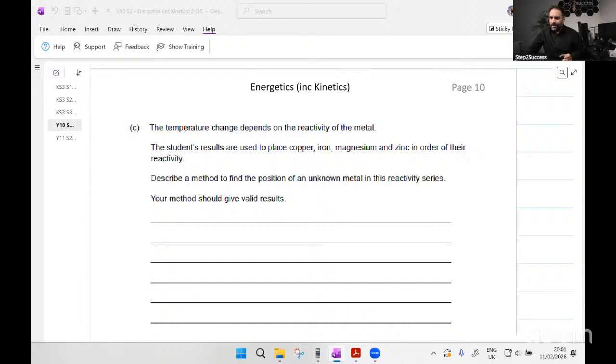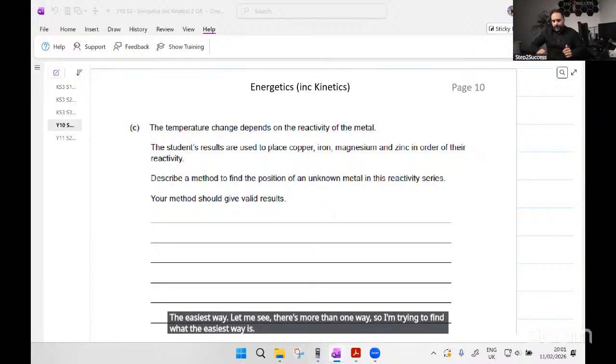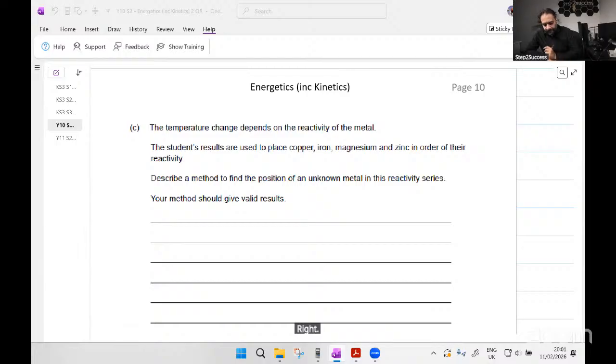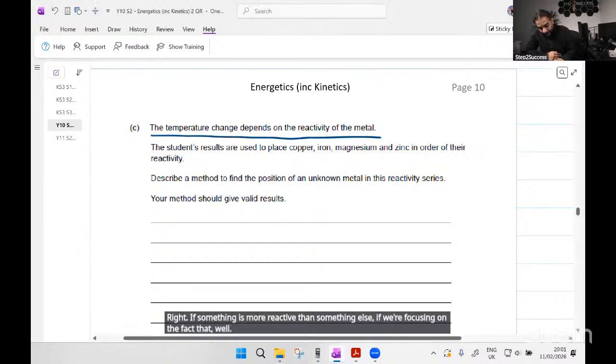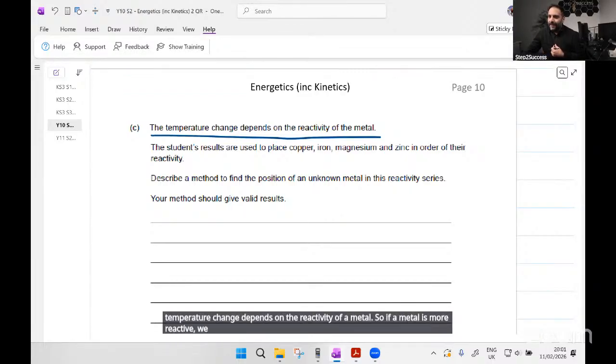The easiest way, let me see, there's more than one way, so I'm trying to decide what the easiest way is. If something is more reactive than something else, we can literally read the first line here. The temperature change depends on the reactivity of a metal. So if a metal is more reactive, we would get a bigger temperature change when we react it.